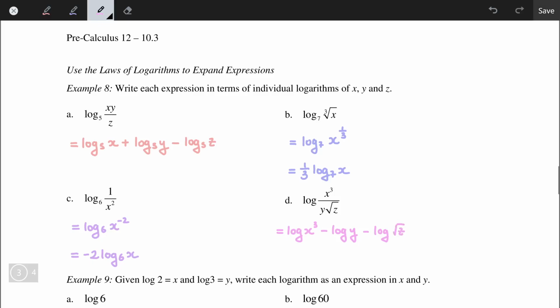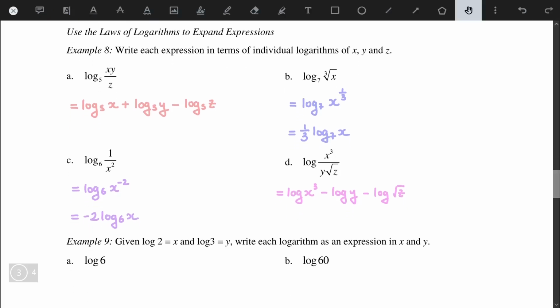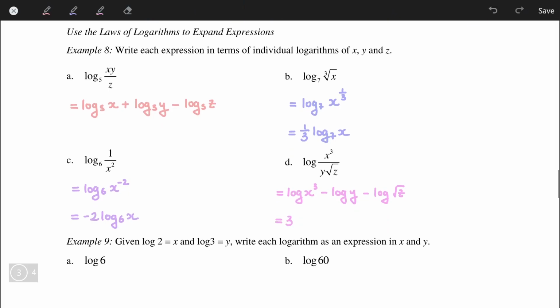And afterwards, we're going to use the power law to rewrite our exponents as coefficients. So here we're going to have 3 log x minus log y. And then instead of square root of z, this would be 1/2 log z.